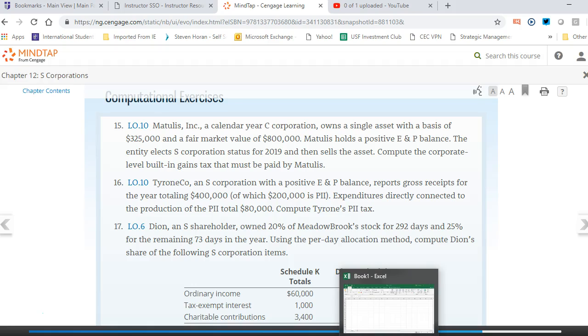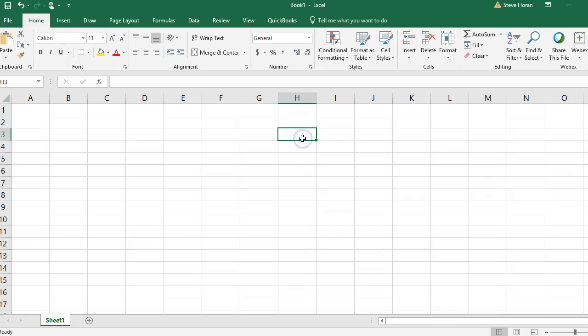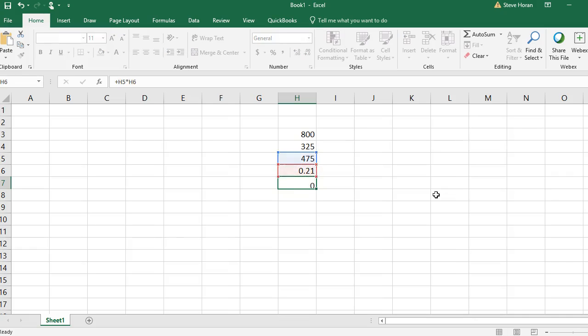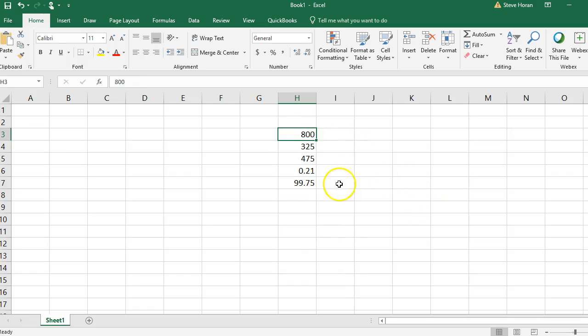So it's pretty straightforward. There's really nothing here that's too crazy. So 800 fair market value, 325 basis. Everybody can just do the mental math there and go with the gain is 475. And then the gain is taxed at 25%, or I'm sorry, 21%. So take 0.21 and multiply 475 times 0.21, and you get 99,750. I didn't put in all the zeros, but it'd be $99,750.